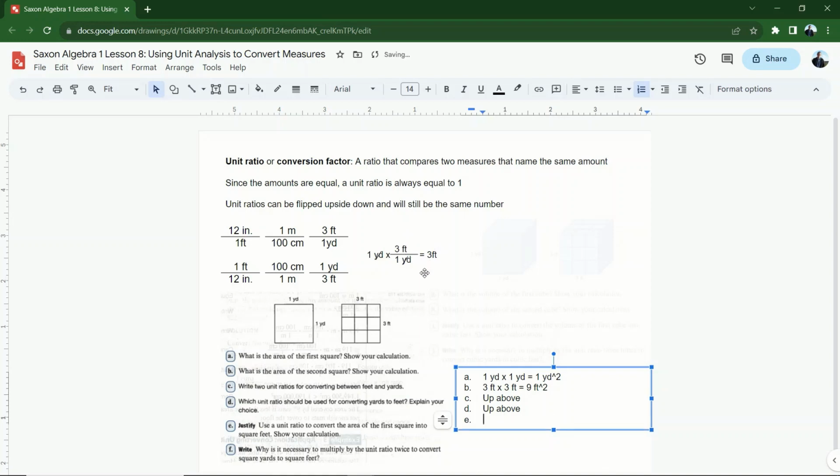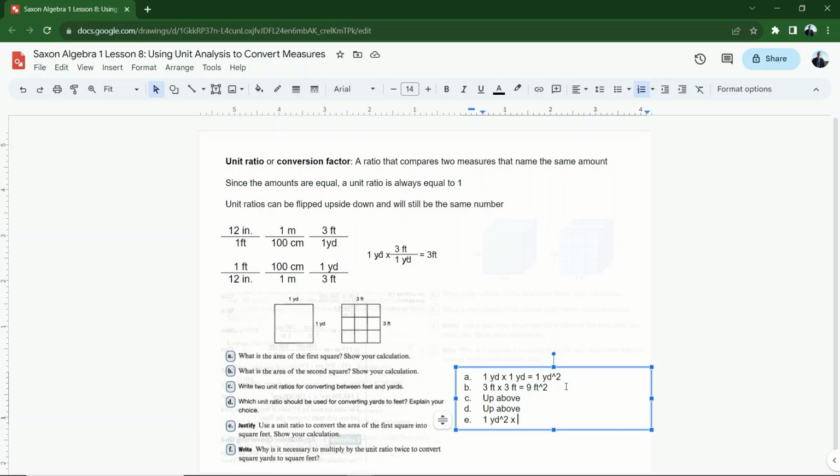Letter E, write a unit ratio to convert the area of the first square to square feet. Well, one thing that I can do, I could say that the first square is 1 square yard times, and then looking at A and B here, I know that there's 1 square yard for every 9 square feet.